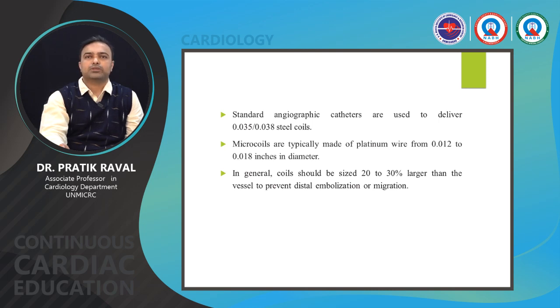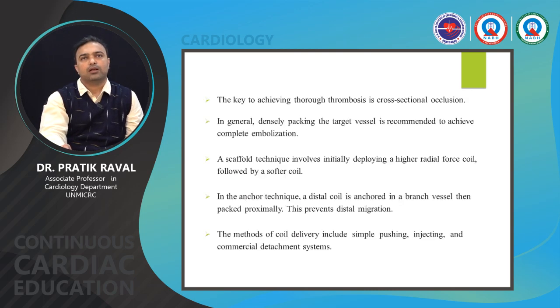The coil should be sized 20 to 30% larger than the vessel size to prevent distal embolization. The main principle of coil embolization is the complete cross-sectional occlusion of the vessel. And in general, dense packing of the vessel is recommended to achieve complete embolization. And for this, various techniques are available.